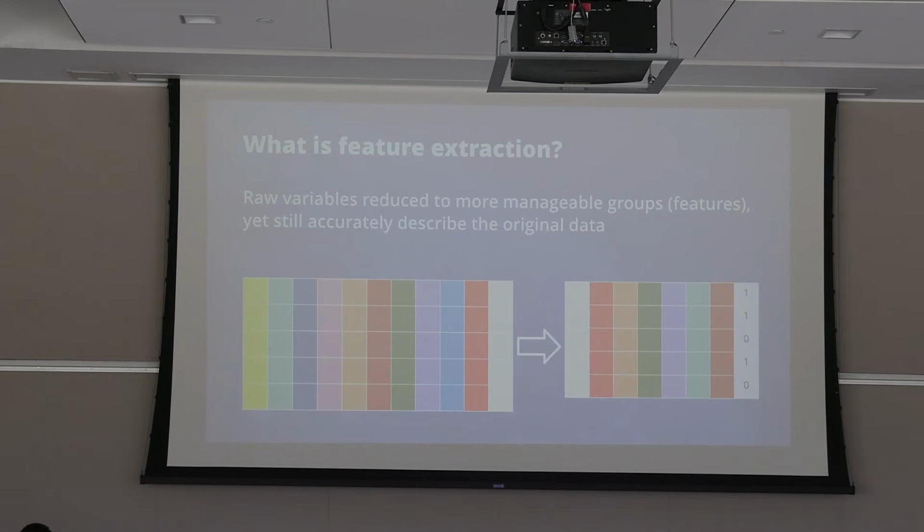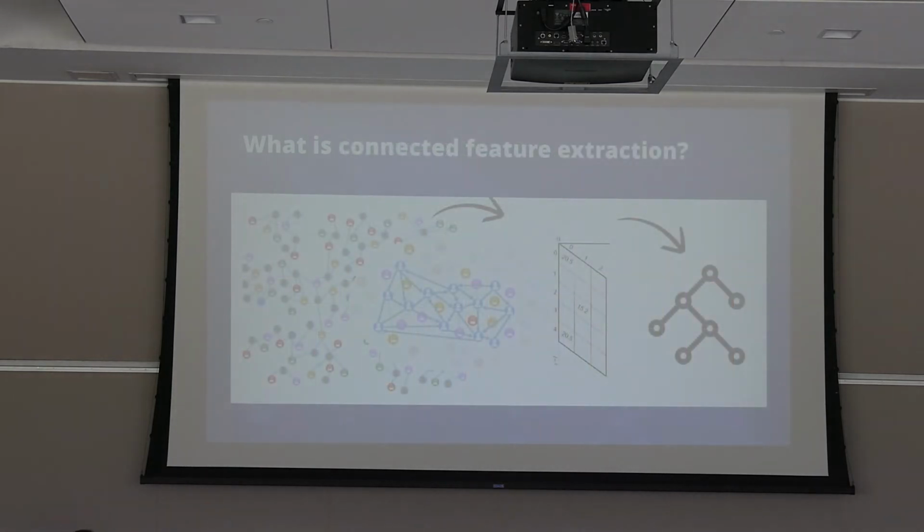So you're really taking the key bits of that data, the things that are most predictive or most influential, et cetera, and using just those pieces of that data. So then connected feature extraction just uses features that are coming from the graph and pushes that over into your machine learning models, just as you would regularly.